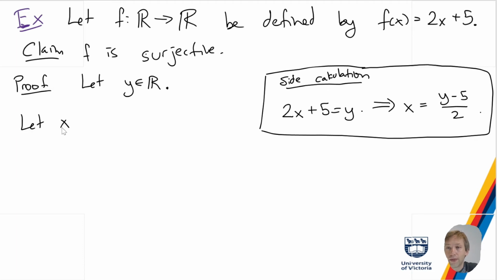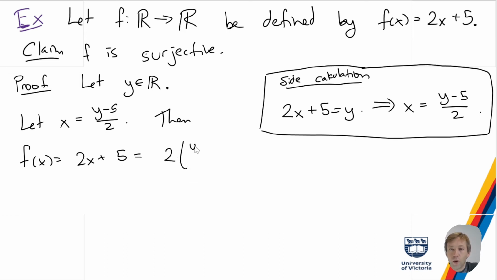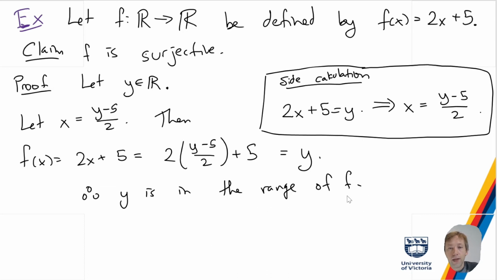Okay. So this gives me some idea of which x I should pick. So let x be equal to (y minus 5) over 2. Then f of x is equal to 2x plus 5, which is 2 times (y minus 5) over 2 plus 5, which, unsurprisingly, since I set it up like this, is equal to y. If you do the algebra, you'll see that this simplifies to y. So therefore, y is in the range of f, and this is true for every real number y, so therefore f is surjective.